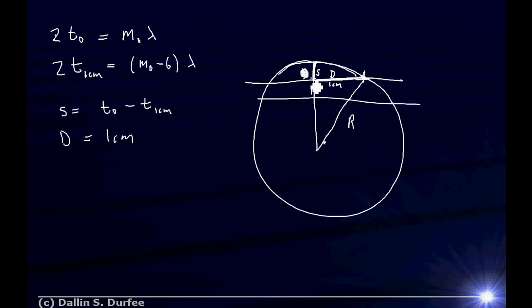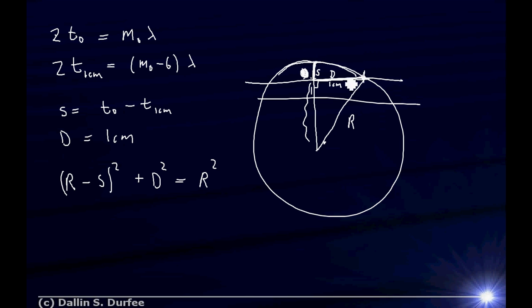Because this distance right here is R minus S, right? And if I take R minus S and square it, and add it to D squared, that's going to equal the hypotenuse squared. But the hypotenuse is just R squared, right? So I use Pythagorean's theorem. This side squared plus this side squared is this side squared.